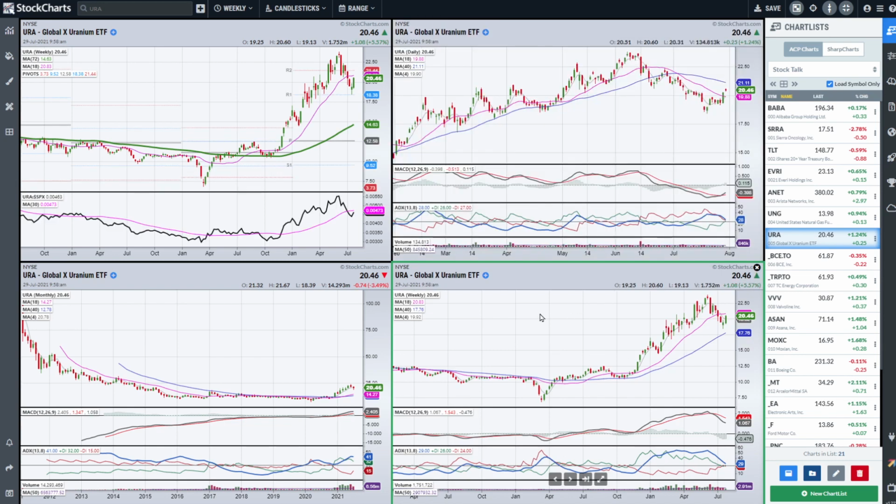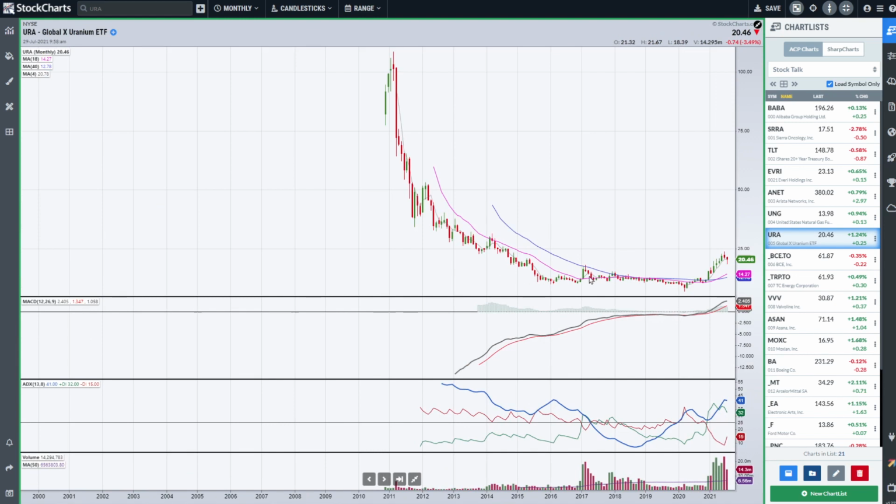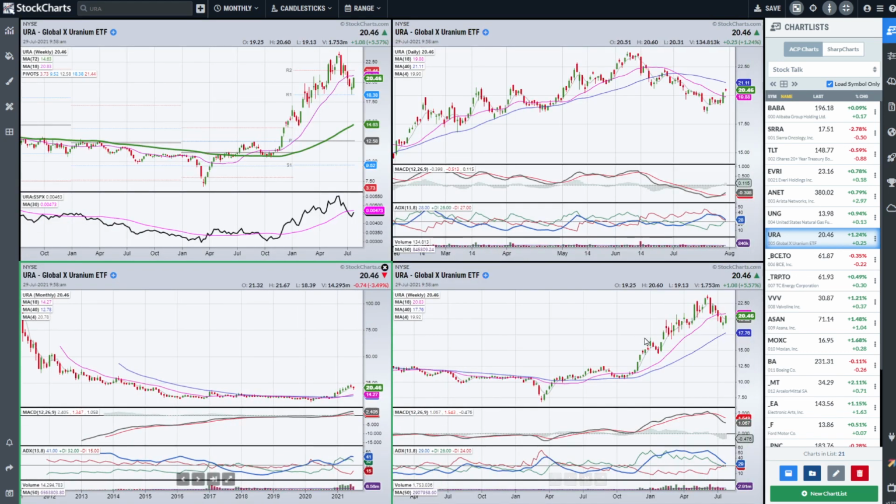URI is uranium. Now, I want to show this on the monthly because this is a huge breakout, a huge turnaround, and we have massive volume coming in with very good ADX characteristics. Now, because we made such a big move in a short period of time, I'm of the opinion that we're going to need a little bit more than just a quick pullback.